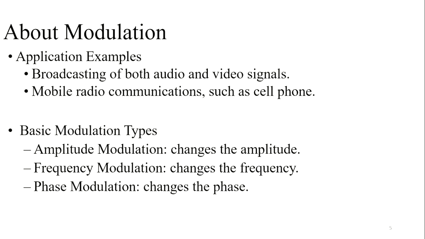There are three basic modulation techniques explained. The first is amplitude modulation, where the instantaneous amplitude of the carrier changes according to the information. Instantaneous frequency change is frequency modulation. Instantaneous change in the phase is phase modulation. These are the three basic modulation techniques in communication theory.